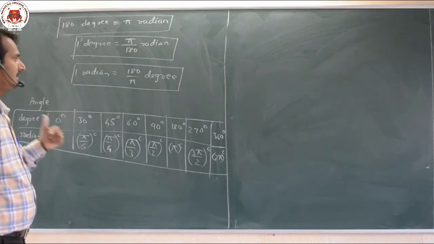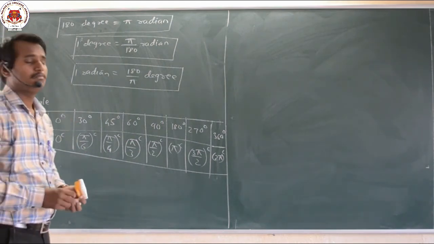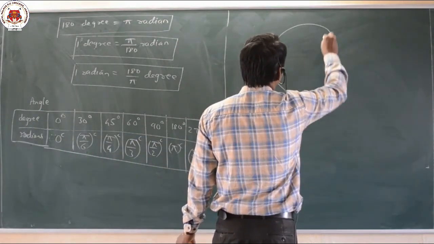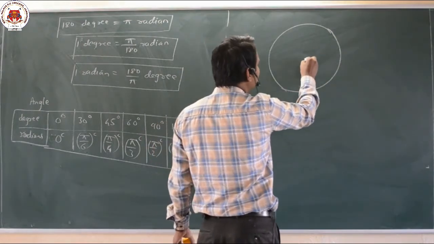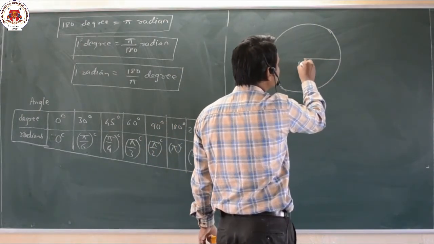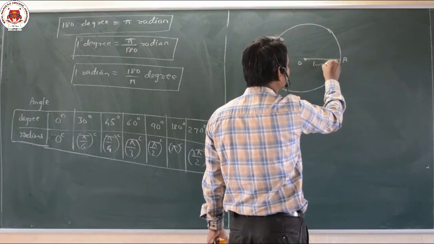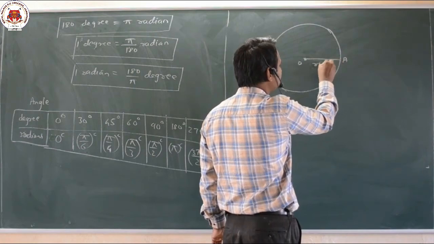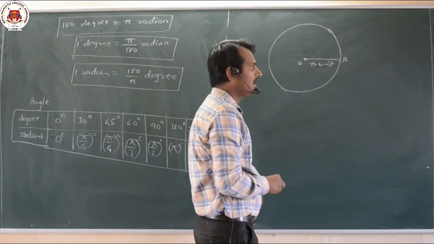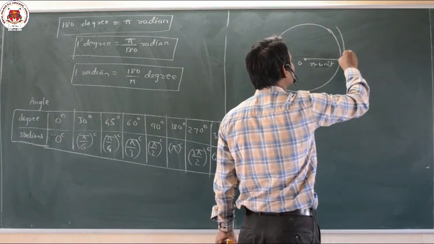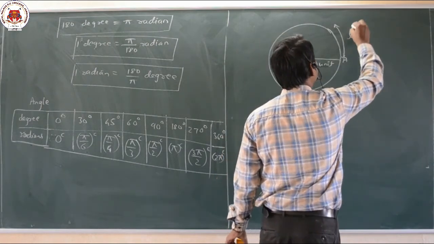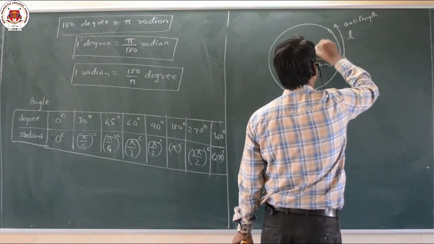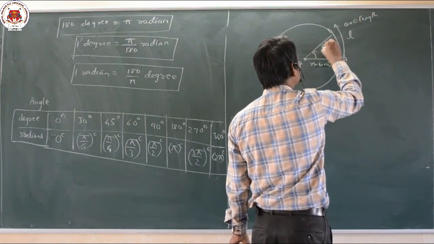Now one more very, very important thing that I want to discuss with you is regarding this radian measure. If you are taking the radius, that is OA, as R unit, and if I take the arc length as L, then this particular definition is nothing but 1 radian.